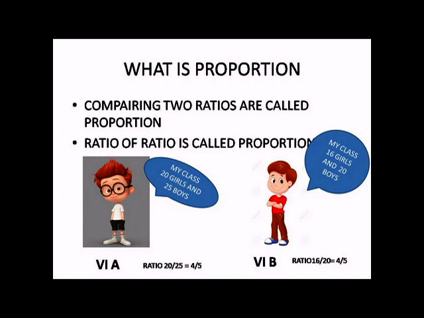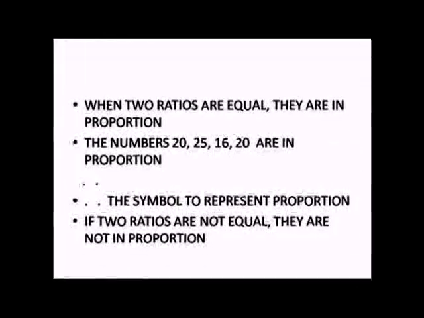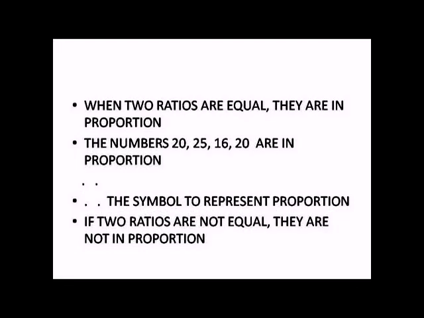Similarly, in the second class there are 16 girls and 20 boys. What is the ratio of girls to boys? 16:20. That is again 4:5. And see, the ratios of both the classes are the same. So here we are comparing two quantities, and here we are comparing two ratios. So ratio of ratios is called proportion.